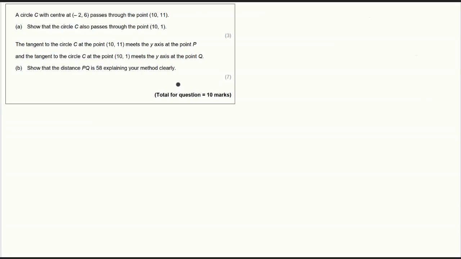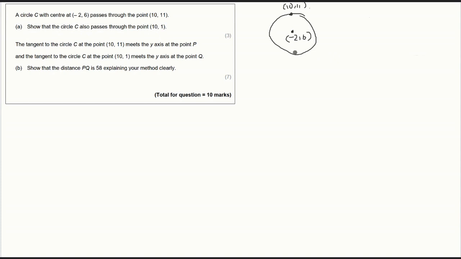Okay, the circle C with center (-2, 6) passes through the point (10, 11). So I'm going to just sketch that, roughly. Let's say the circle with center (-2, 6) is here, and then (10, 11). Let's say this is (10, 11). Okay, and another part: show that the circle C also passes through the point (10, 1).